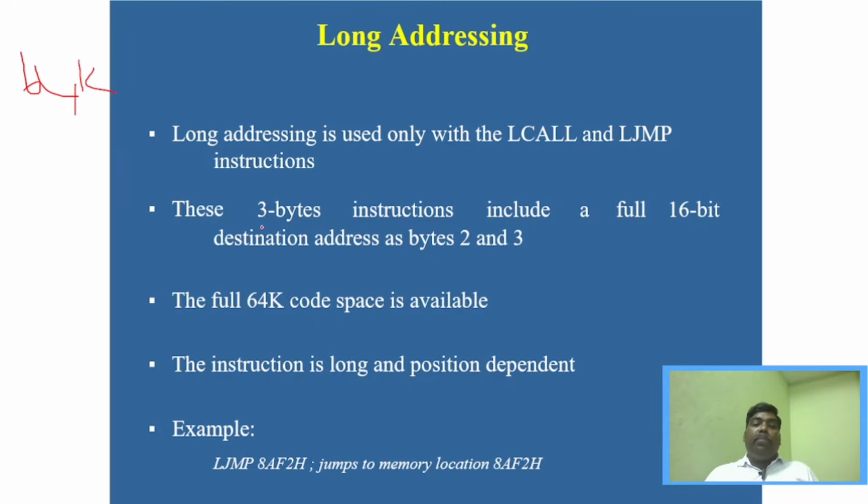And this is a 3-byte instruction. You can access the 64 kilobyte code space program memory, whereas absolute addressing can access only the internal program memory. And you can see here we can give a complete 16-bit address, that is the long jump, so it can go to this particular address. That is about long addressing. You have to understand the difference between absolute as well as long addressing.